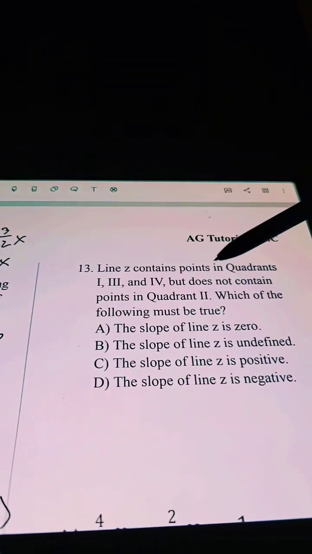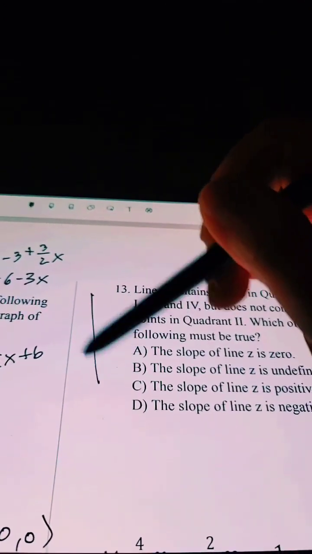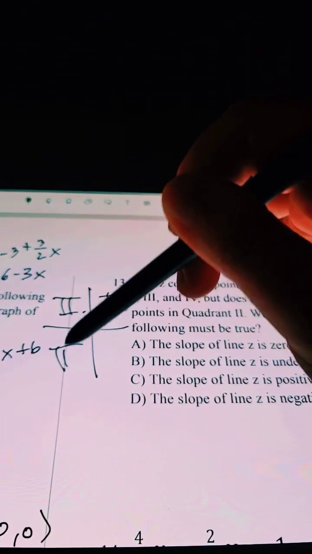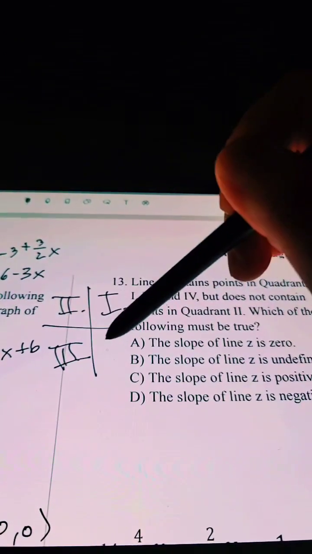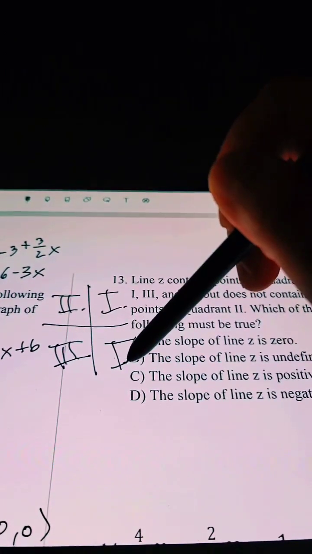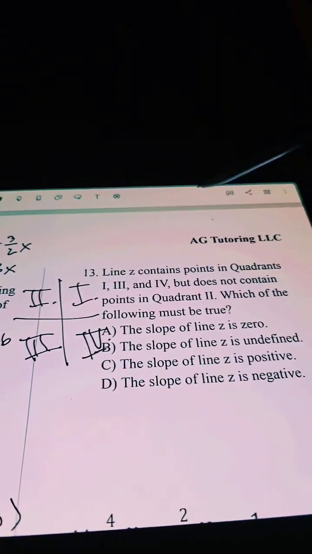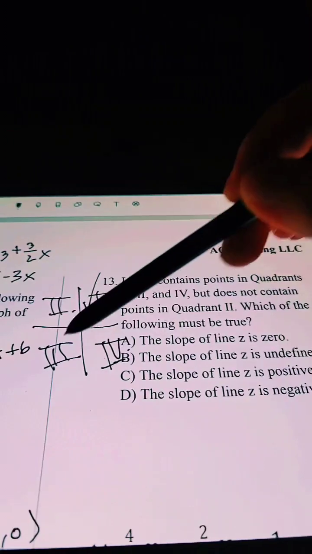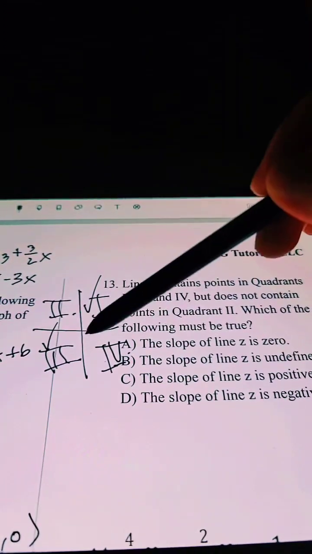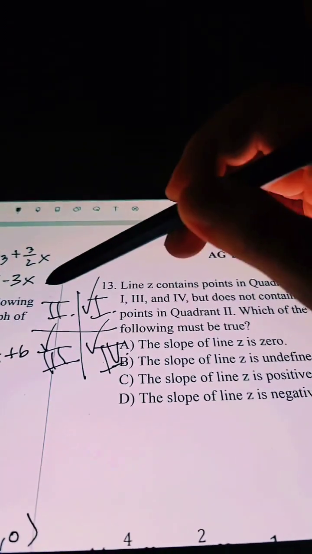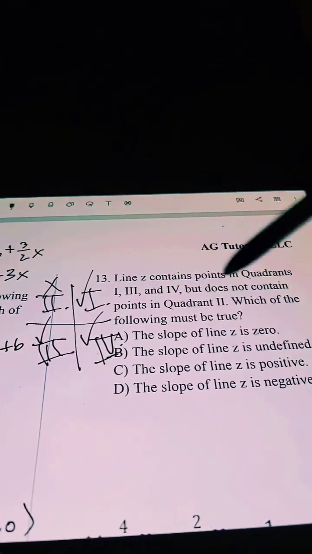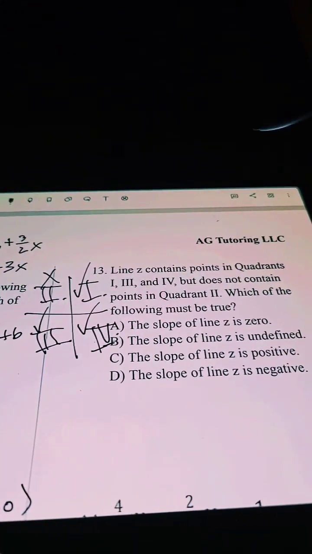Okay. So it contains points in, let me draw out the quadrants for everybody. That's quadrant 1, that's quadrant 2, this is quadrant 3, like when you're thinking of the XY plane. And this is quadrant 4. So line Z has points in this quadrant, this quadrant, and this quadrant, but it does not have points in that quadrant. So which of the following must be true?